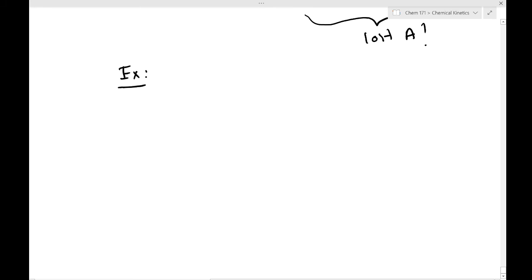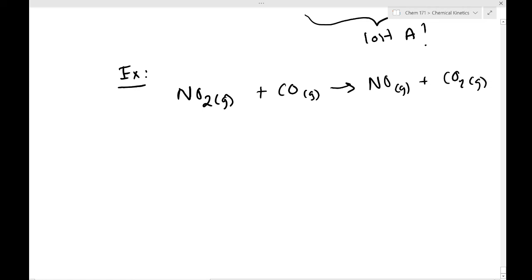Okay, let's write out the reaction here. The reaction we're interested in is the reaction of nitrogen dioxide reacting with carbon monoxide to form nitrogen monoxide and carbon dioxide. Essentially the oxygen is flipping from the nitrogen dioxide to the carbon monoxide. And we're going to measure this at a couple different temperatures.